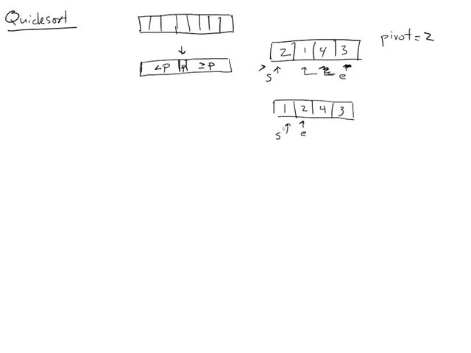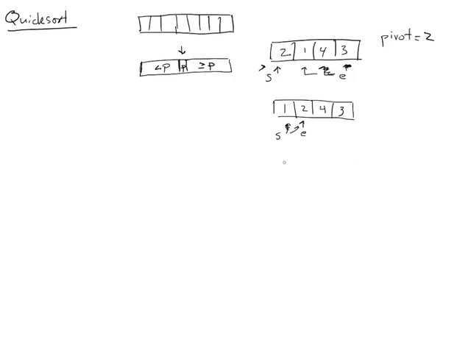Okay, so we ask the same question. Is 1 less than P? Yes it is. So I know that that's actually a value that we want to keep there. So we're going to move S to point to the second value in our array. All right, so now we ask the question, is 2 greater than P? Well, no, it's not. So we are actually going to stop there.